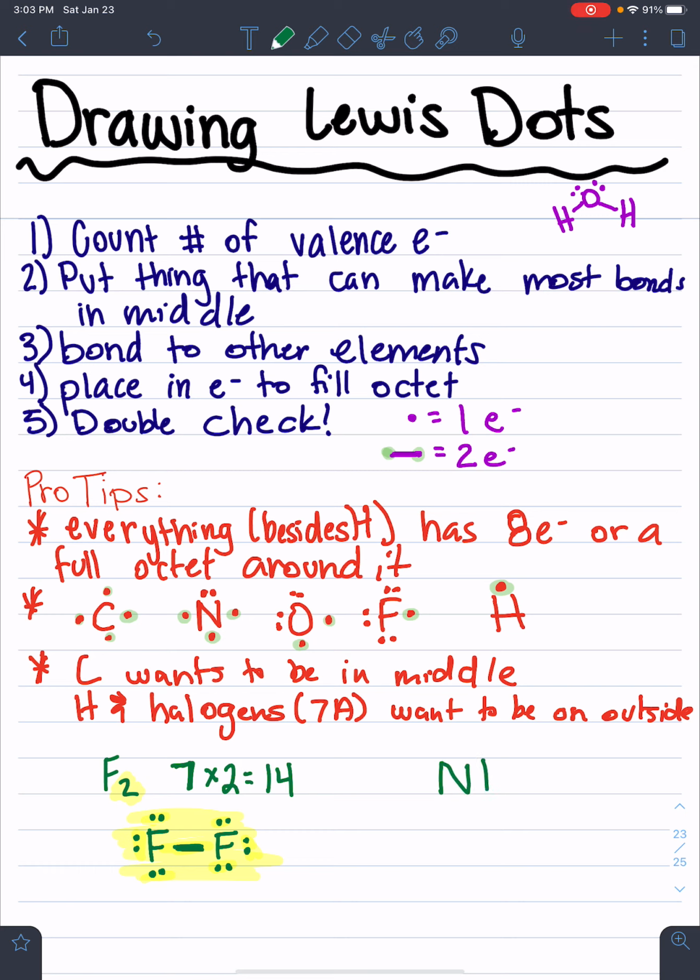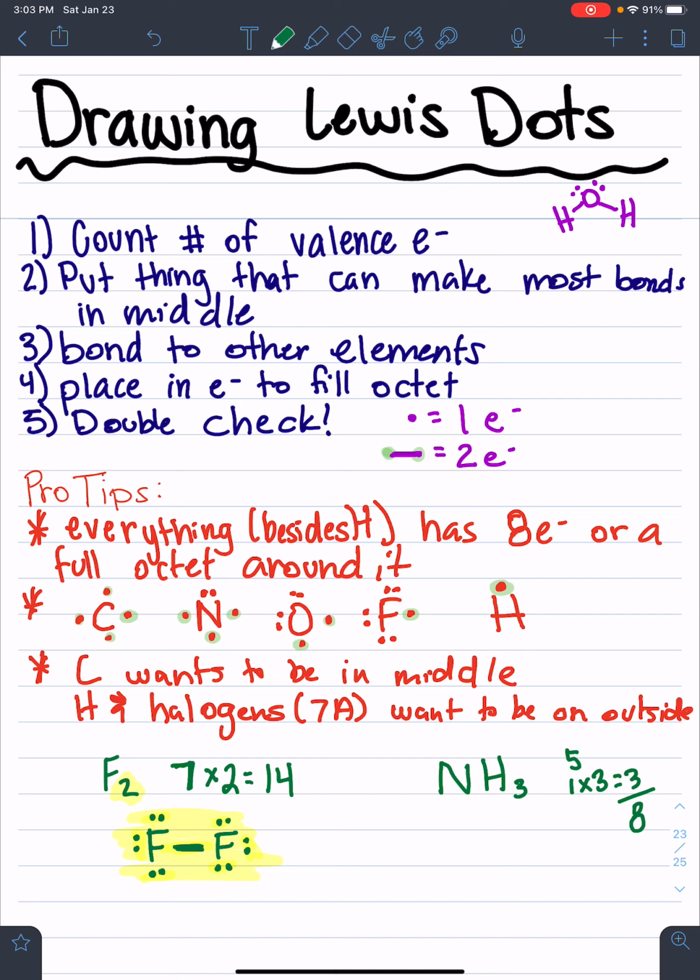So we're going to have NH3. First, let's figure out the number of valence electrons. N wants 5, and H usually wants 1, times 3, so it's 3. So in total, we want 8 valence electrons used.